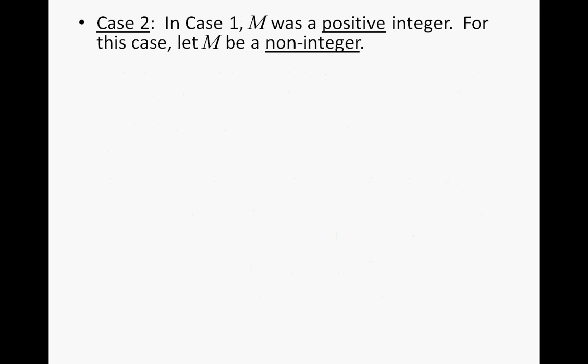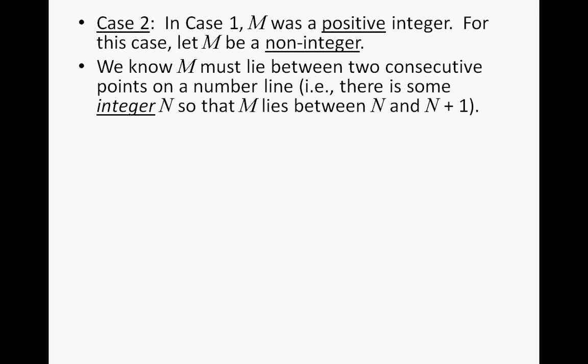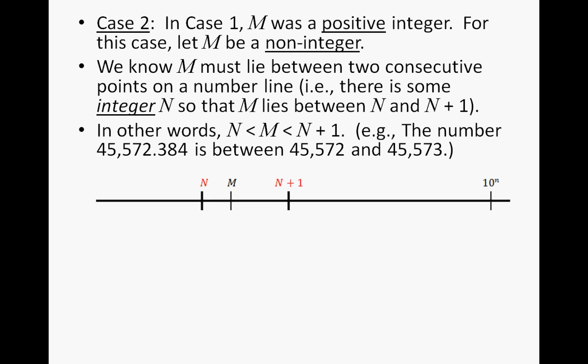All right, so let's take a look at case 2. In case 1, m was a positive integer. For this case, let m be a non-integer. Okay, so that means if it's a non-integer, it's going to be a decimal. So we know m must lie between 2 consecutive points on a number line. For example, there is some integer n, so that m lies between n and n plus 1. In other words, n is going to be less than m, and if I add 1 to n, that's going to be greater than m.